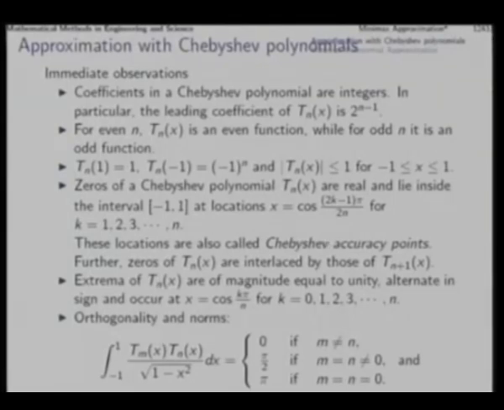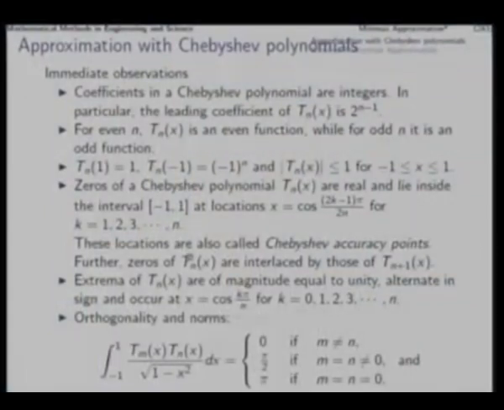Further, another interesting thing is that the zeros of T_n, the nth Chebyshev polynomial, are interlaced by those of T_(n+1). That means the nth degree Chebyshev polynomial will have n zeros, and every zero of the T_n function will turn out to be enclosed by 2 consecutive zeros of the next order Chebyshev polynomial. This interlacing property is also interesting. Now, we find that these properties, except this part, the Chebyshev polynomials share with the Legendre polynomials.